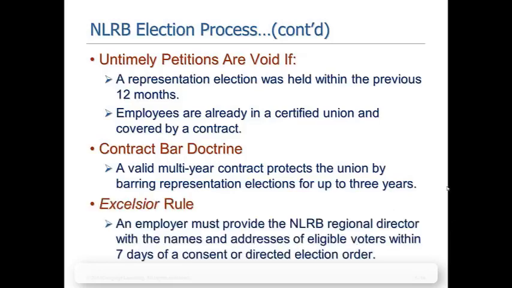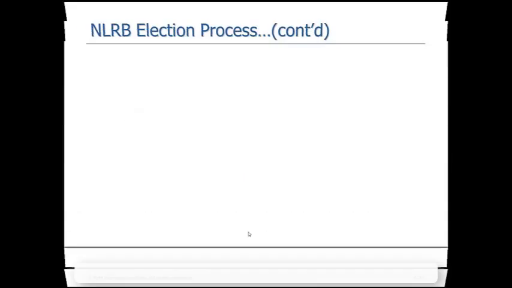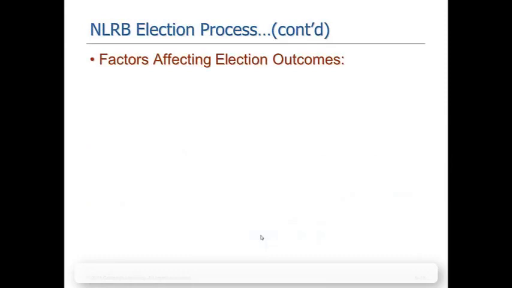The Excelsior rule is a way for the NLRB to have the employer provide the names and addresses of eligible voters, and that has to be done within 7 days of a consent or directed election order. Now, what are the outcomes of representation elections, the secret ballot elections held by the NLRB? Well, typically voter turnout is quite high, and so research by the NLRB suggests that typically 90% of eligible voters will vote in a representation election.